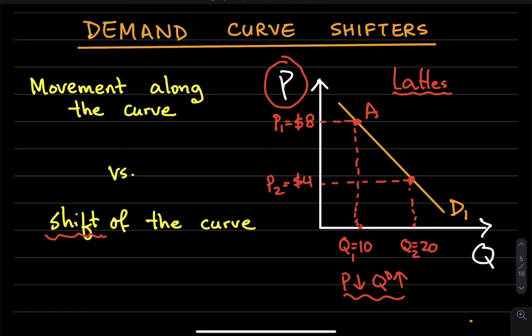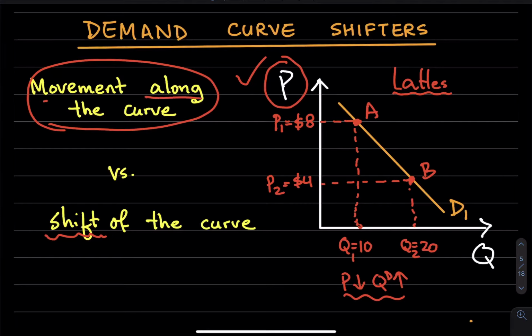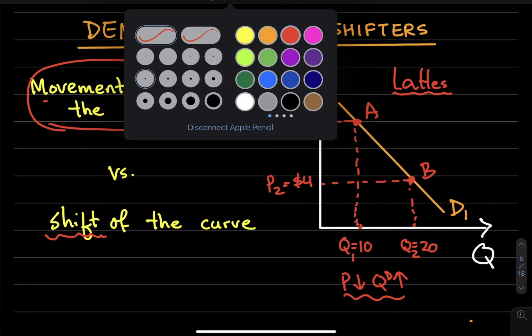Now, remember to always distinguish between a movement along the curve, which is always caused by anything that's on the two axes, X or Y. So here, price is the variable. If price is changing, quantity demanded responds to that. And so you're moving from point A to point B, which is a movement along the curve. But we could encounter situations where the curve shifts, and we are going to be talking about that in a second and what factors influence that.